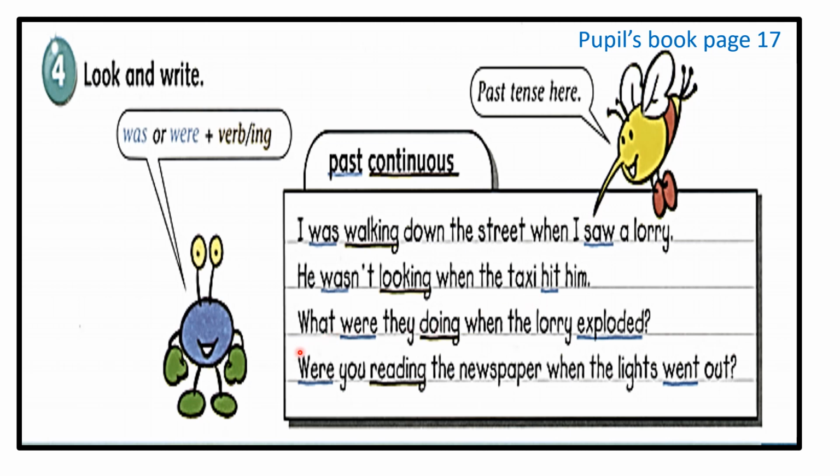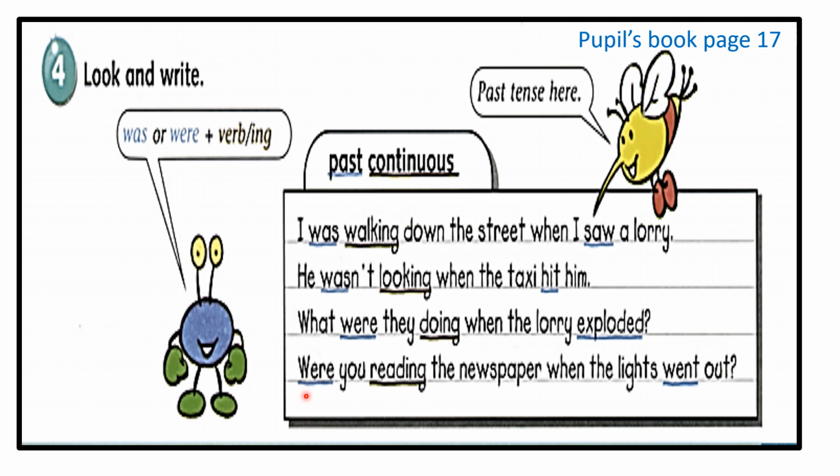Next, what were they doing when the lorry exploded? This is an interrogative, or in question form. We use were since the subject is they, and this is plural, plus the ing form of the verb and the past simple form.